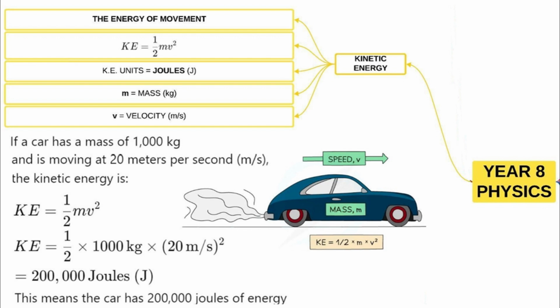So if we have a car that has a mass of 1,000 kilograms and it's moving at 20 meters per second, the kinetic energy is calculated by using the equation KE equals a half mv squared. So we put the values into the equation: a half times 1,000 kilograms times 20 squared equals 200,000 joules, or 200,000 J. This means the car has 200,000 joules of energy.